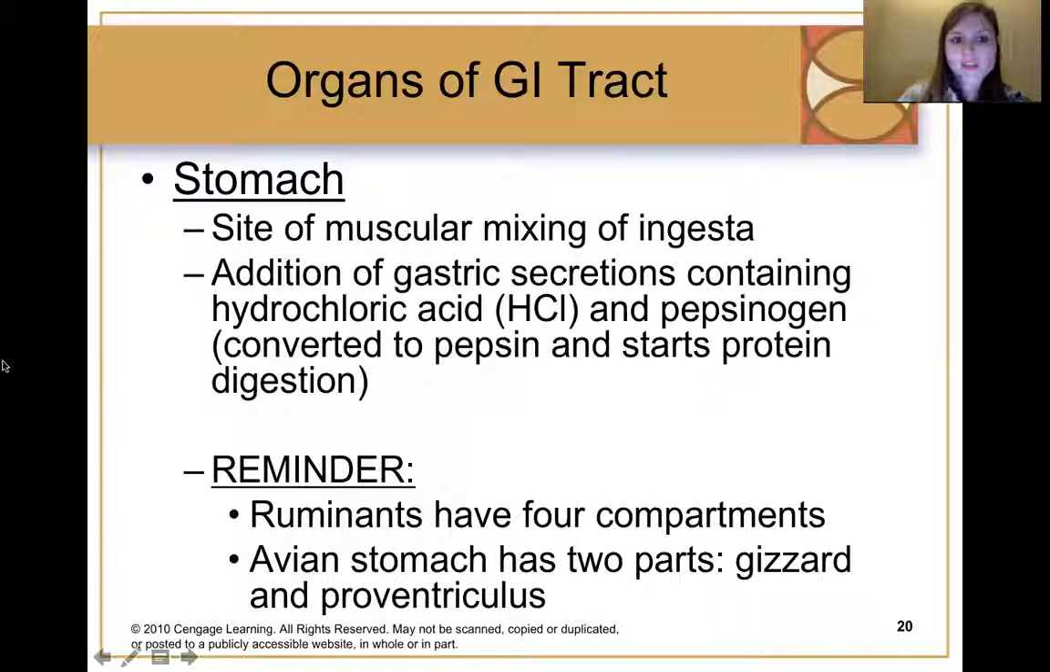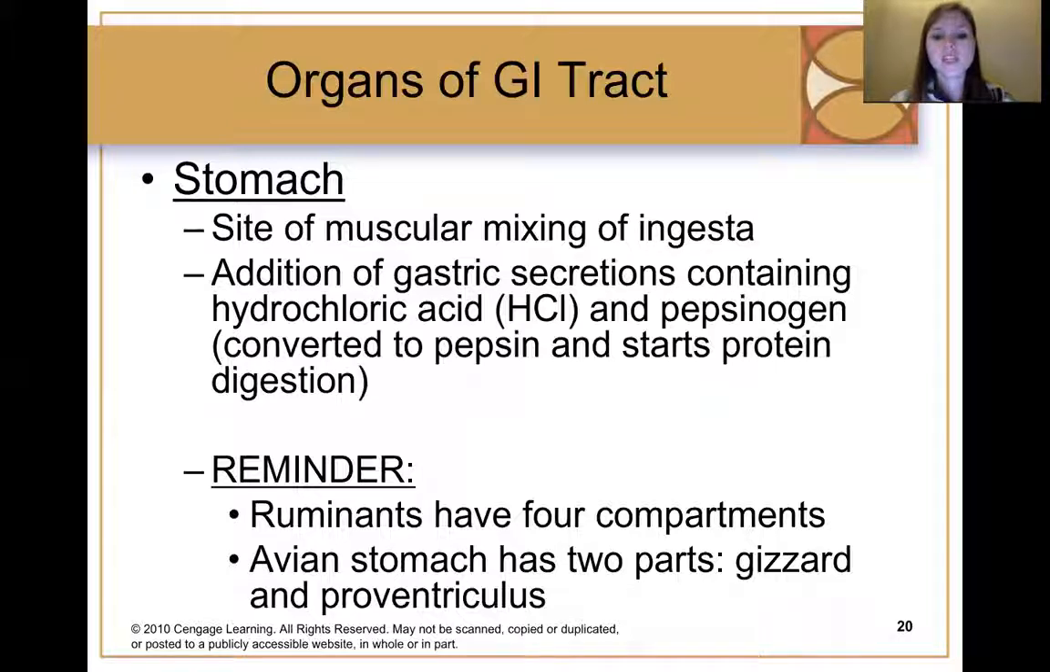Then you have the stomach, which is the site of muscular mixing of ingesta. So the stomach will contract a little bit and move, and it can mix that ingesta together with any saliva or any enzymes in the saliva from the mouth. And then also the stomach will add gastric secretions. The gastric secretions will contain hydrochloric acid, or you can just write it or know it as HCl, and then pepsinogen.